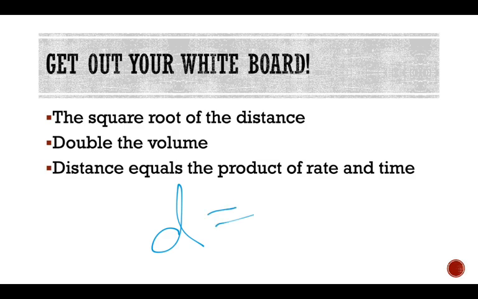D equals R times T. Don't distract anybody in here or I'll have to ask. Okay, so what do I do with rate and time? I'm going to have R and I'm going to have T. D equals RT.